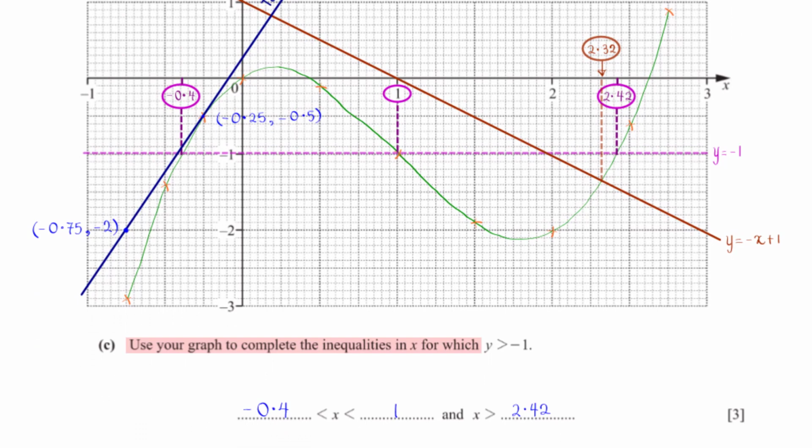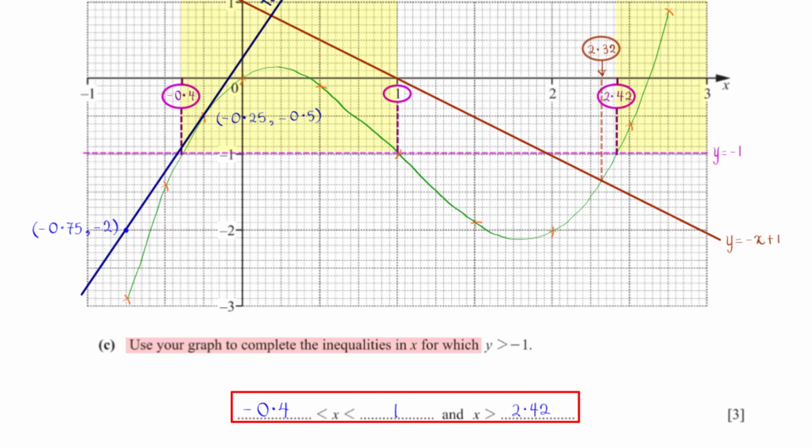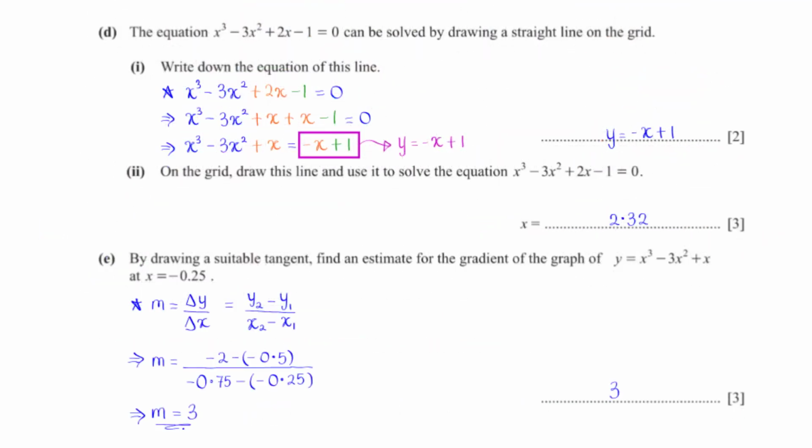Use your graph to complete the inequalities in x for which y is greater than -1. First, we draw the line y equals -1 on the grid. We see that for y greater than -1, we have x greater than -0.4 and less than 1. Then we have x greater than 2.42.